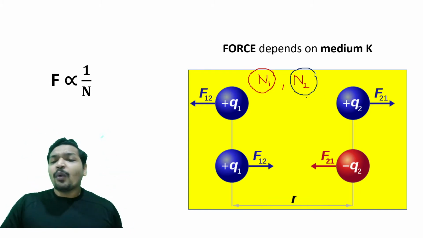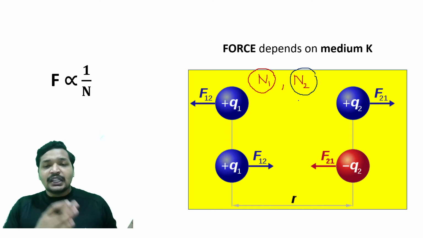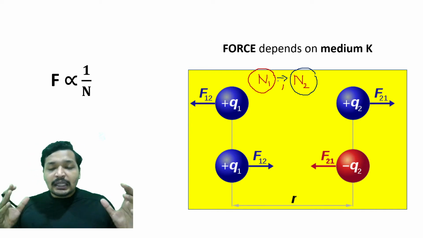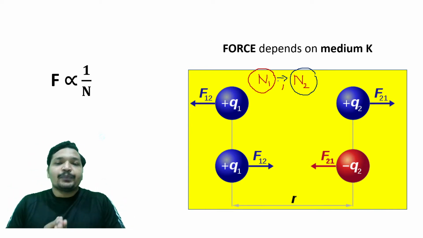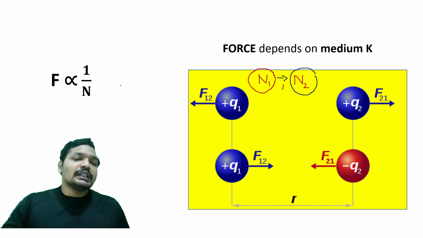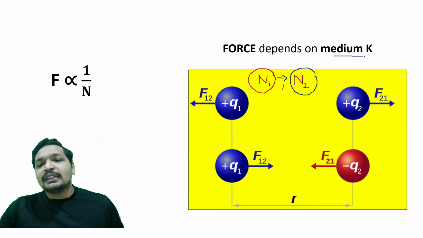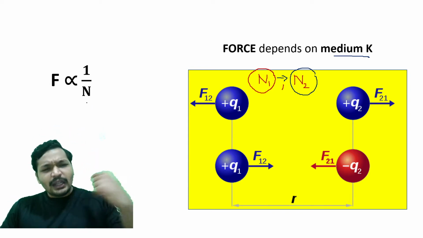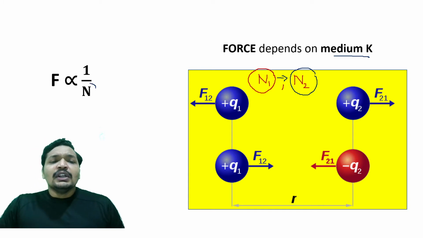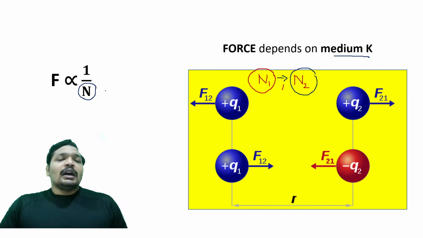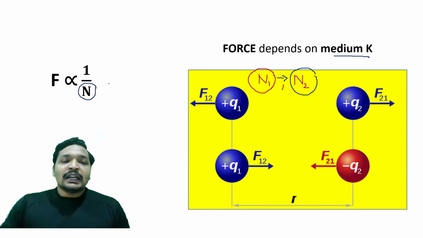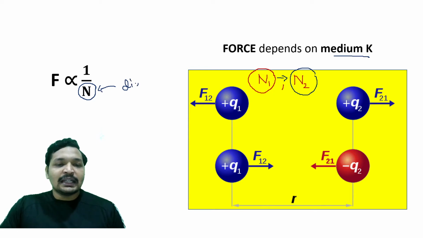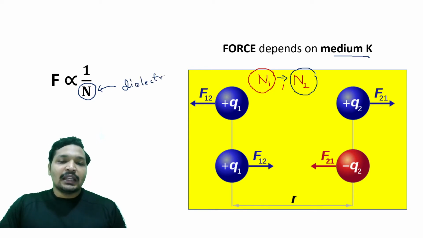And let's say in this case, what happens? You have changed the medium from N1 to N2, where N2 is less than N1. Then you will observe that the force is increasing. Generally we indicate this dielectric constant with K, but in this case we have changed it to N, the reason being we'll be using K as Coulomb's constant. So it was observed that electrostatic force is inversely proportional to the dielectric constant, generally indicated with K.